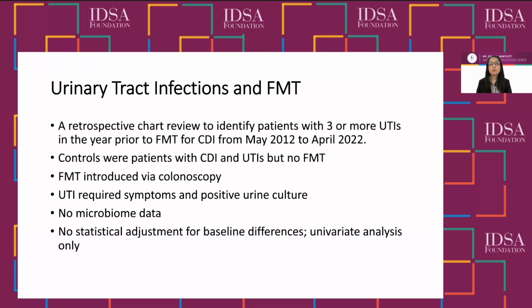The controls were patients who had had several episodes of C. diff and had had multiple UTIs, but had not received FMT. In this case, the FMT was introduced via colonoscopy, and the UTI required the patient to be symptomatic and have a positive urine culture with a pathogen typical for a urinary tract infection. There was no microbiome data that was available to analyze in this study, and there was no statistical adjustment either for baseline differences or following to see whether there were any confounders that explained this relationship between the FMT and UTI. And so it was a univariate analysis that was performed.